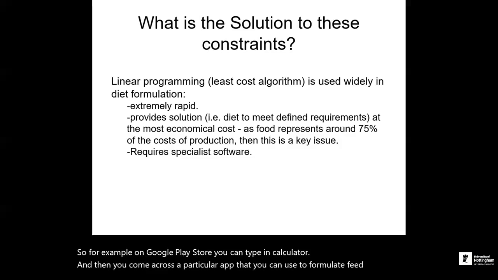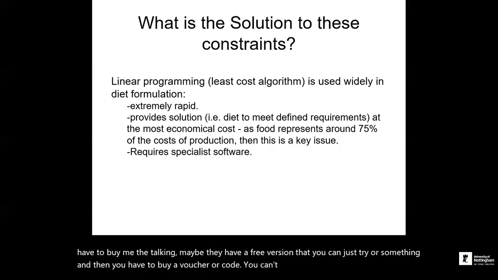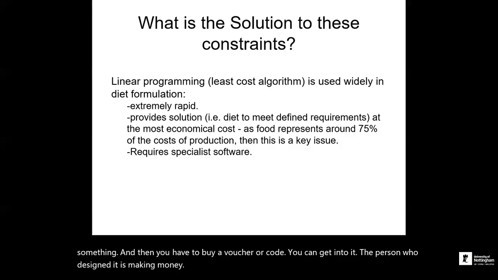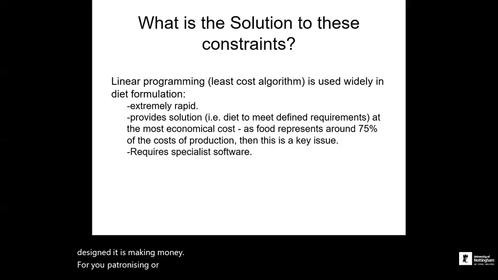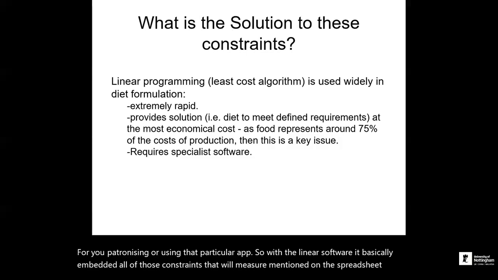You probably have to buy maybe a token, maybe they have a free version that you can just try, and then you have to buy a voucher or code and key it in. The person who designed it is making money from you patronizing or using that particular app. So the linear programming software basically embeds all of those constraints that we mentioned on the spreadsheet and optimizes them.